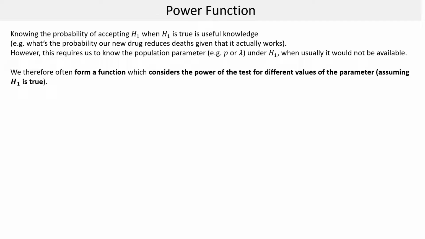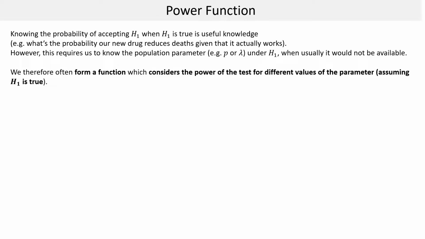So now that we're familiar with both the size and the power of a hypothesis test, we're going to look at the power function. It's useful to know what the power of a test is going to be. That's the probability of accepting H1 when H1 is true, or rejecting H0 because H0 is false, so correctly rejecting H0. And so far, you've been given a new parameter and you've been able to calculate the probability of that correct rejection using the new parameter.